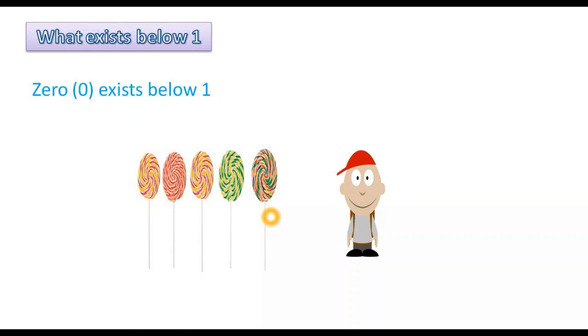But what will happen if I remove this one candy also? Say I removed it. How many candies does this boy now have? How many candies are there with him now? Zero, right? So zero exists below one. Just before one, we have zero. Zero is nothing, and when there is nothing present, we say the number is zero. So zero is a number which basically defines nothing.